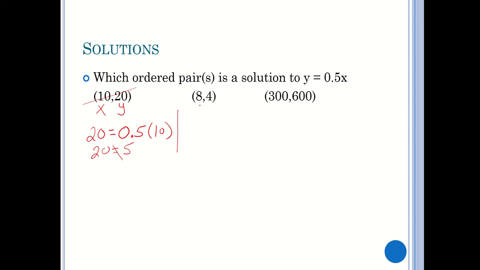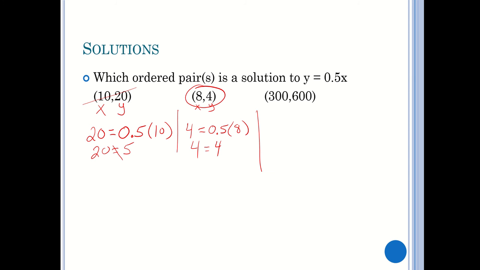How about 8, 4? Again, 8 goes in for x, 4 goes in for y. So 4 equals 0.5 multiplied by x, which is 8. Half of 8 is 4. So is 4 equal to 4? Yes, it is. So that is a solution to the equation y equals 0.5 times x.